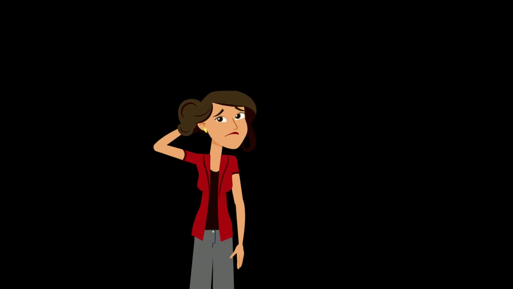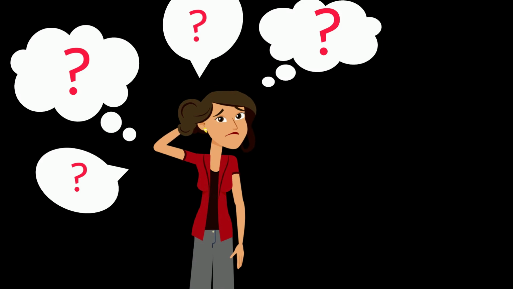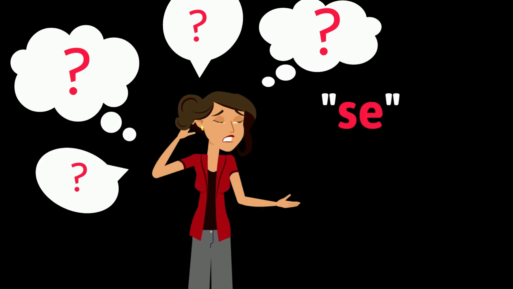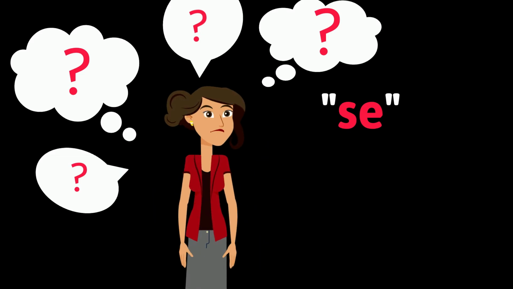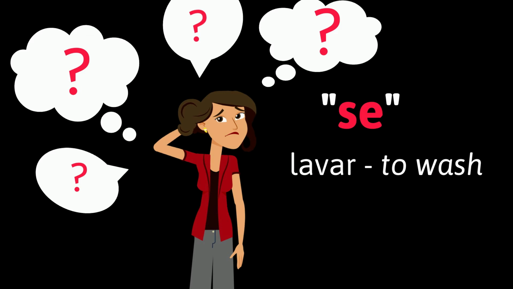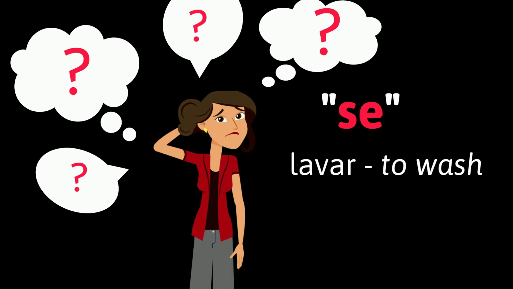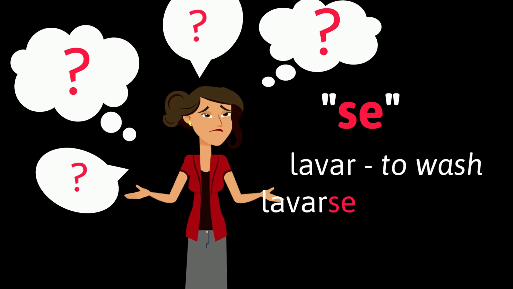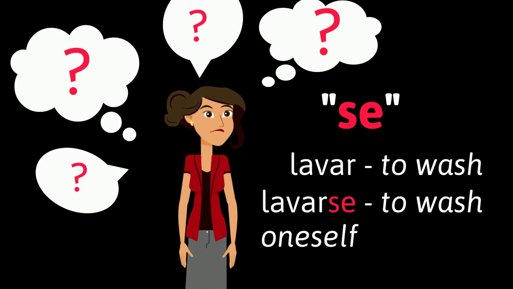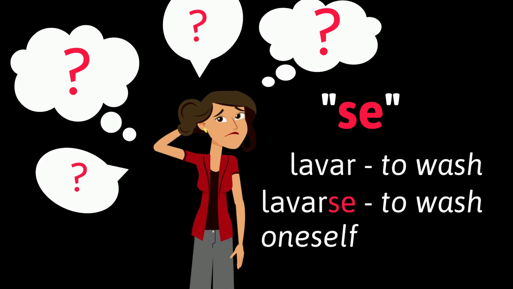How do you know if a verb is reflexive? It's very simple. If the infinitive form of the verb ends in se, then the verb is a reflexive verb. For example, the verb lavar means to wash, such as lavar los platos, to wash the dishes. The verb lavarse, on the other hand, means to wash oneself, such as lavarse las manos, to wash one's hands.